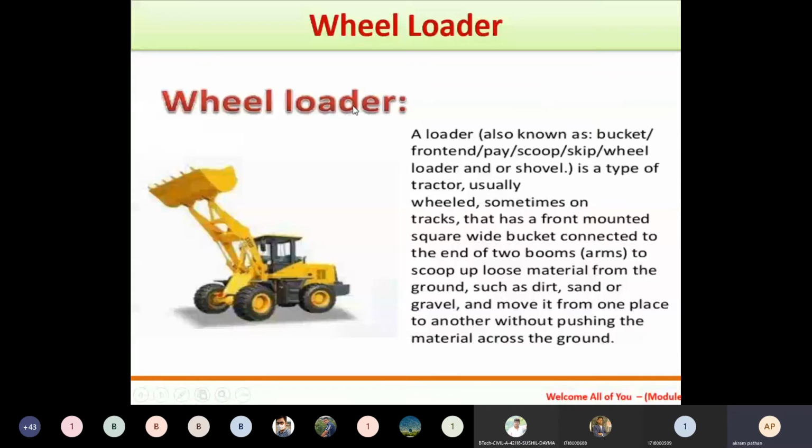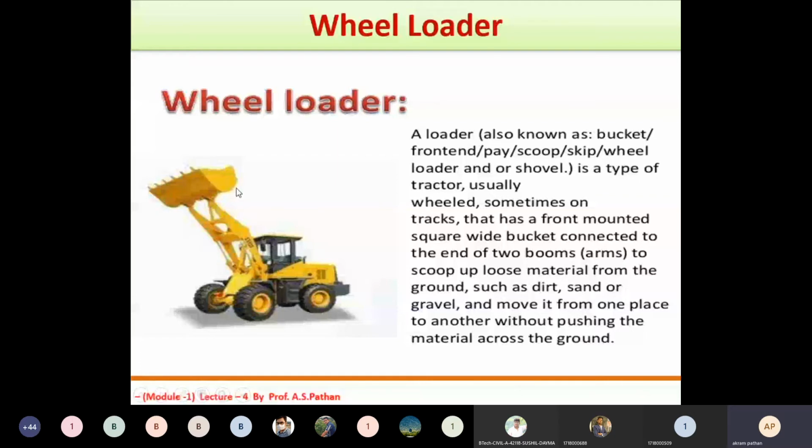So the first equipment is the wheel loader. This wheel loader is used particularly for small excavation as well as lifting of material from one place to another place. If you see the construction features or the working principle of this wheel loader, it has a boom, two booms. Boom means a pipe, a hydraulic pipe. This is one pipe and this is another. And at the end of these two booms, you can see the bucket.